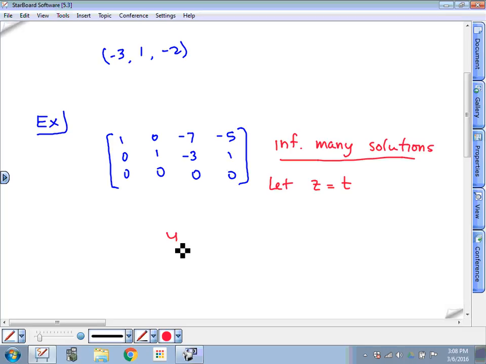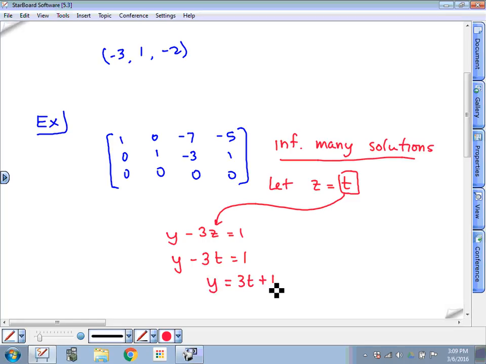The middle row, however, represents the equation y minus 3z equals 1. If we now make the substitution that z is equal to t, we end up with y minus 3t equals 1. Quite often students forget what happens next. We're not solving for t. We already know what t equals. t is equal to z. Now we're solving for y. So if you add the 3t over, you get y equals 3t plus 1. So now we know 2 of the variables. We know that z is equal to t, and we know that y is equal to 3t plus 1.